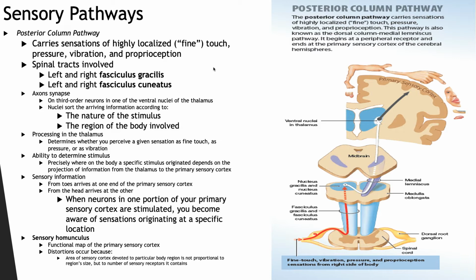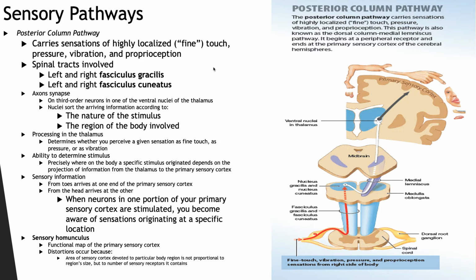the thalamus. And these nuclei sort the arriving information according to one, the nature of the stimulus, and two, the region of the body that's involved. Processing in the thalamus determines whether you perceive a given sensation as fine touch, pressure, or vibration. And our ability to localize the sensation, to determine precisely where on the body the specific stimulus originated, depends on the projection of information from the thalamus to the primary sensory cortex.